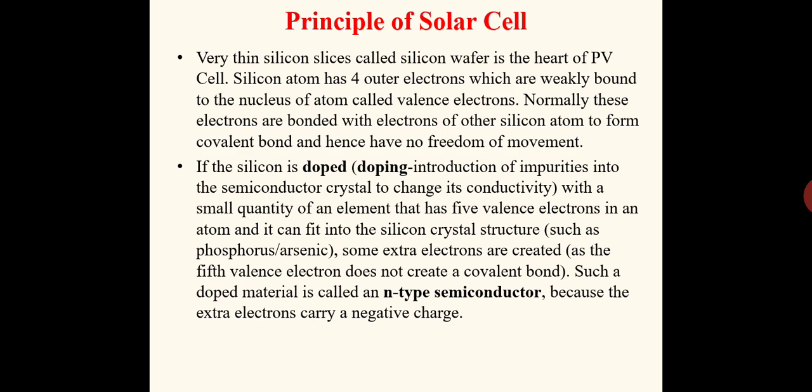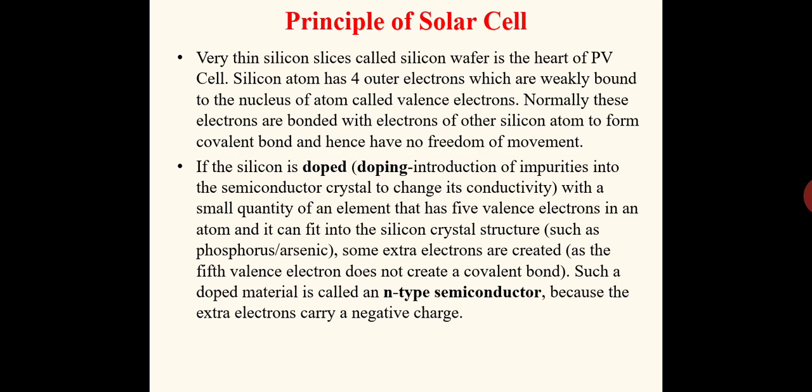Assume that we are doping with a small quantity of an element that has 5 valence electrons. See, silicon has only 4 valence electrons, and we are doping with an element having 5 valence electrons in an atom. It can fit into the silicon crystal structure, such as phosphorus or arsenic. So we are adding this phosphorus or arsenic into the silicon crystal.